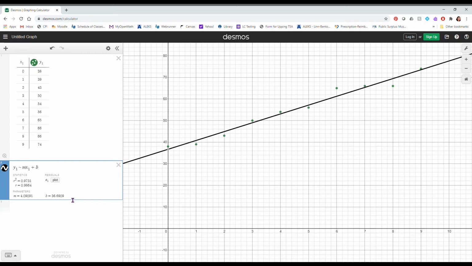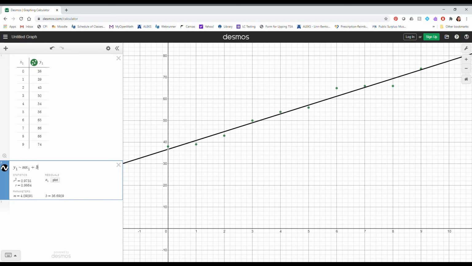The next question says, what is the R value and interpret its meaning? R right here is 0.9864. And since we're looking at R, it's positive. That means this has a positive correlation. Slope is positive, and it's pretty close to 1, so it's a pretty good fit. Same thing, R squared also tells us it's a pretty good fit.